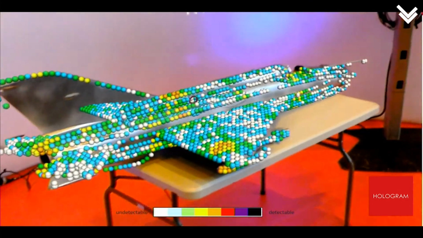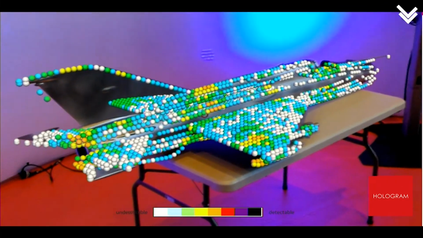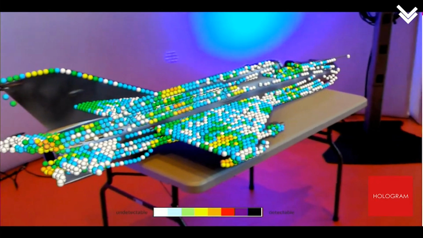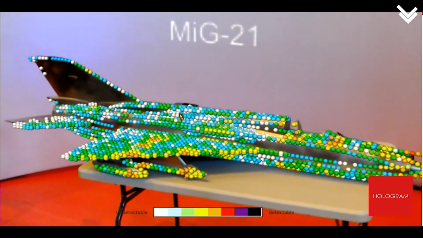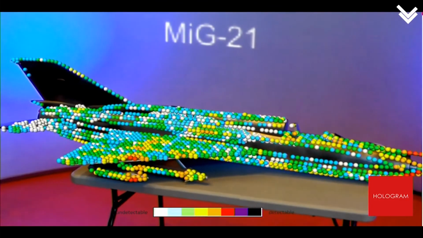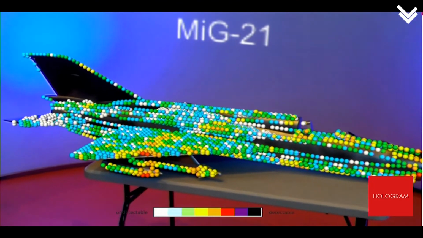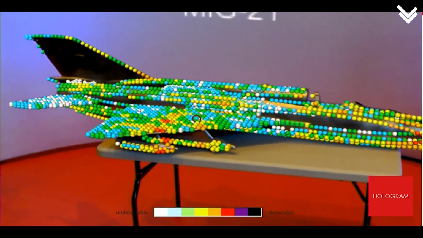The azimuth, the angle between the user and the aircraft, is calculated in real time. So if you turn around the real target, the application overlays stealth data corresponding to the azimuth.